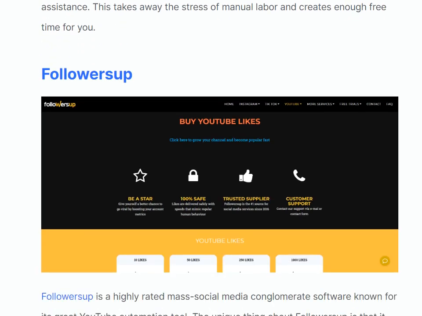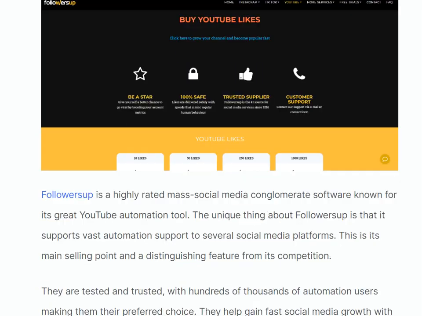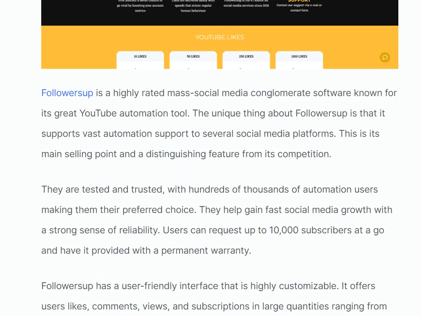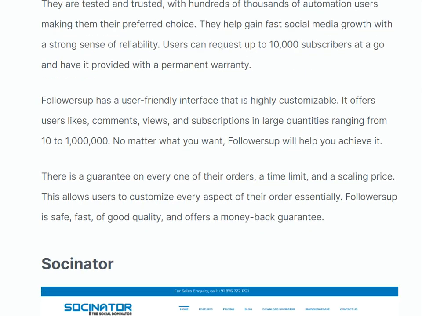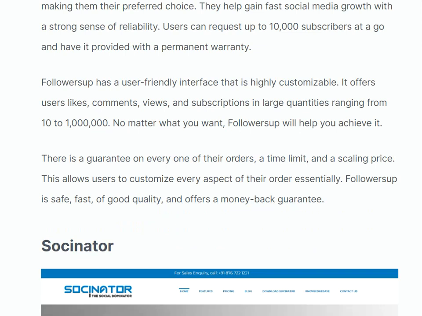The next tool after that is FollowersUp. FollowersUp is a highly rated mass social media software known for its grade. The unique thing about FollowersUp is that it supports vast automation support to several social media platforms. They are tested and trusted, with hundreds of thousands of automation users making them their preferred choice. FollowersUp has a user-friendly interface that is highly customizable. There is a guarantee on every one of their orders, a time limit, and a scaling price.